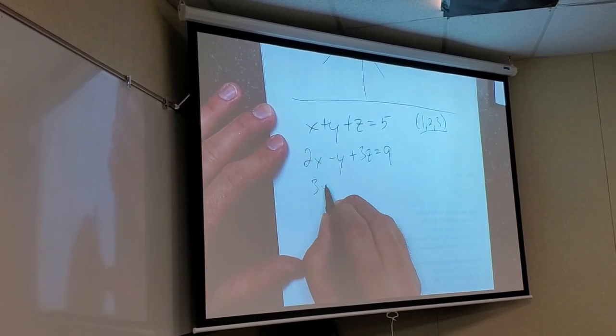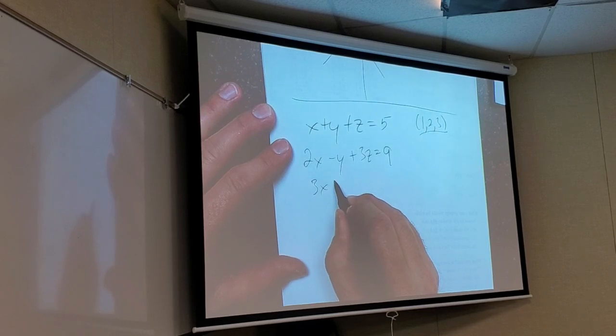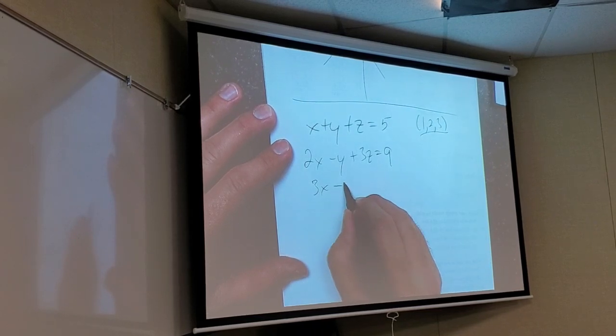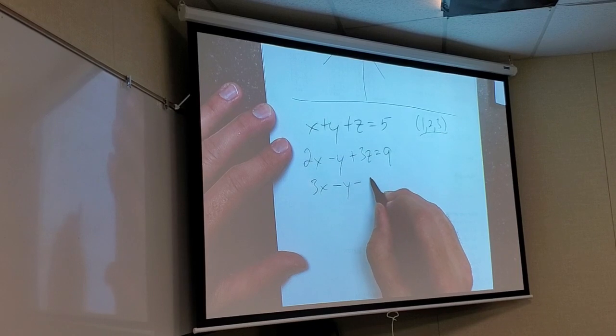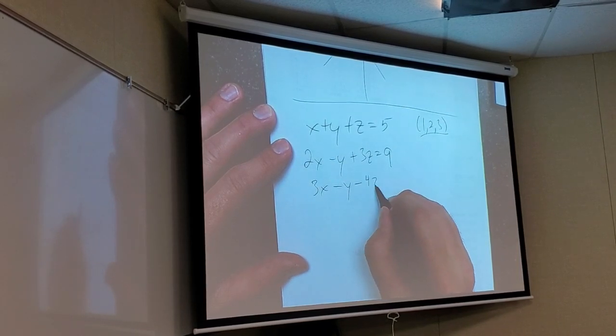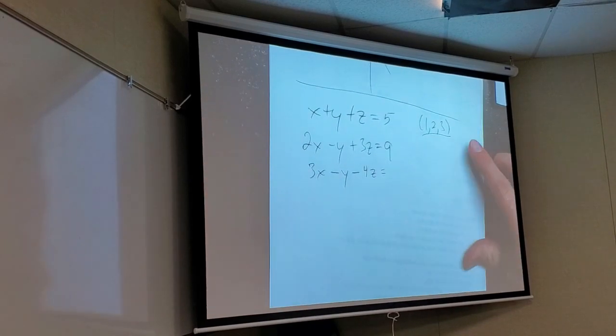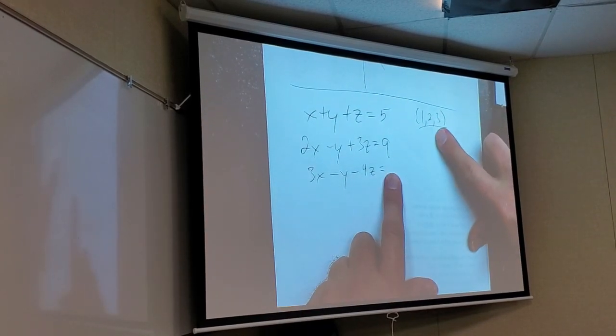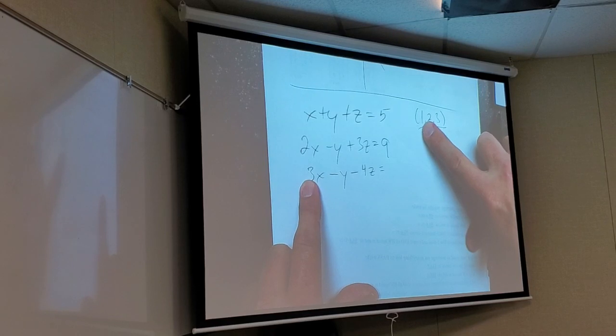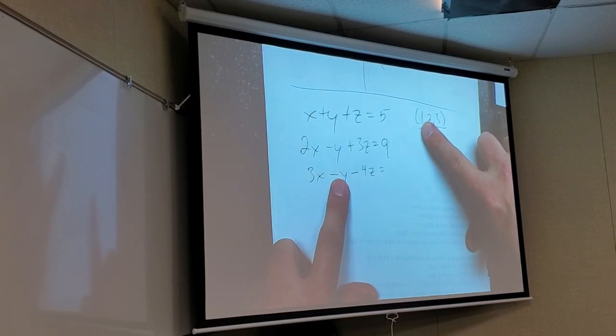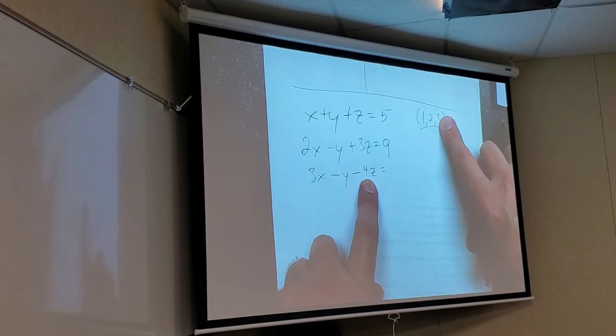3x minus y. Sure. Let's do minus 20z? No, it could be 20, who knows. So what number needs to go here? 1. So 3 times 1 minus 2 is 1. Minus 12, negative 11.